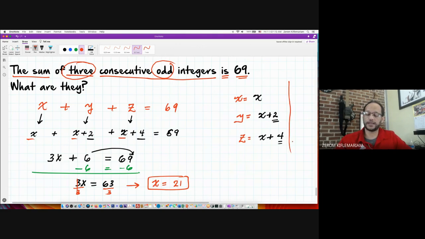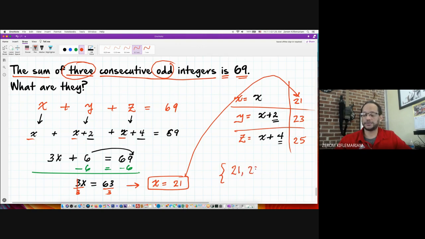So I have to go back and plug it back into my setup. The first one is the only one that I have over here, 21. 21 plus 2, it becomes 23. 21 plus 4, it becomes 25. So my answer must be 21, 23, and 25 are my answers.